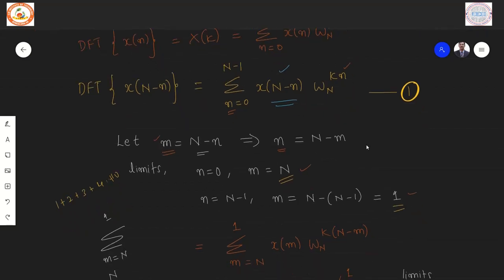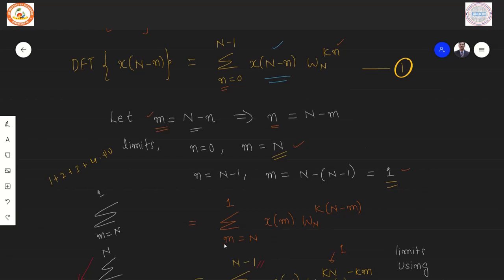Now let us make all the substitutions. The summation becomes m is equal to capital N to 1. x of m is a replacement for x of N minus n, W_N to the power of k into capital N minus m.